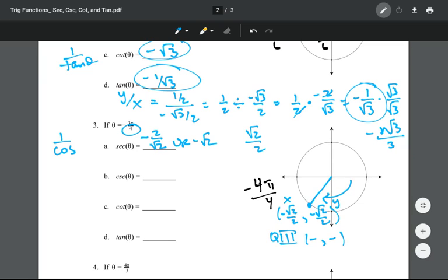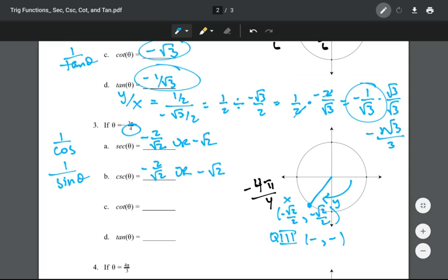I'm not going to do all of that work, but you can double check me if you want to. Cosecant, it's going to be the same, right? We have some really nice symmetry here, especially in quadrant 3, where the signs are the same as well. So I've got 1 over sine. This is the same thing, negative 2 over radical 2, or if you rationalize that, negative radical 2.